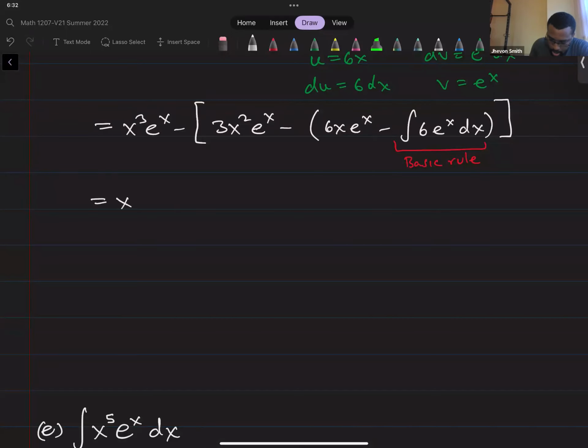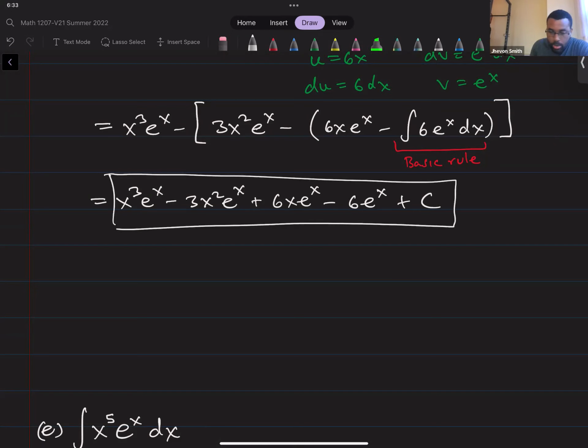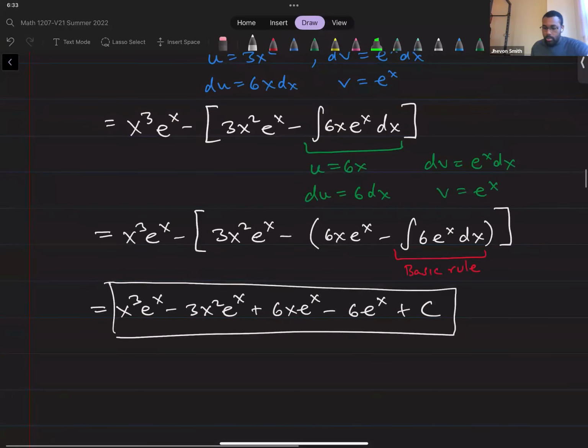So we would end up with x cubed e to the x minus 3x squared e to the x plus 6x e to the x minus 6 e to the x plus c. And I mean, you could factor out an e to the x or whatever. Or the basic rule comes in here.